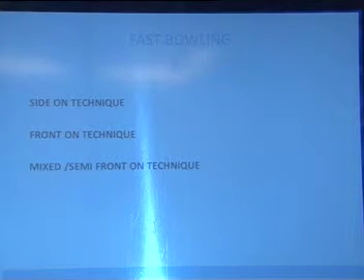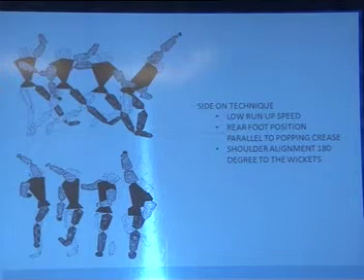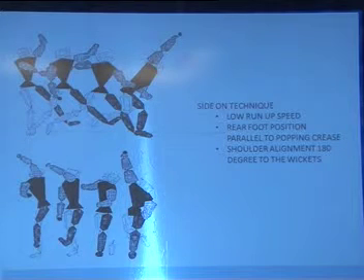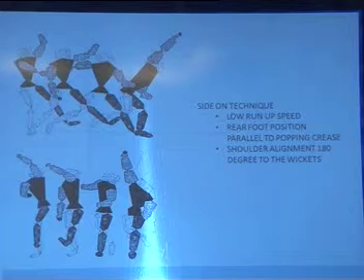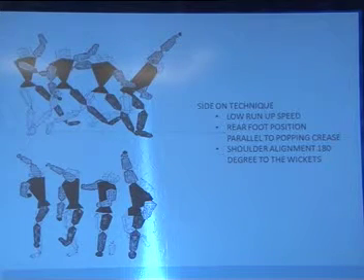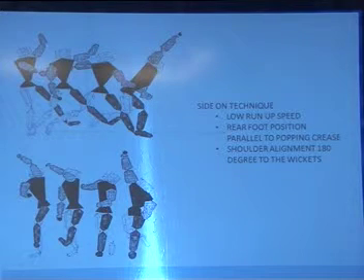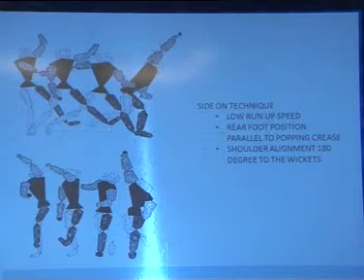I just want to tell you a little bit about fast bowling techniques, what the bowlers practice. Commonly, they practice three techniques: side-on technique, front-on technique, or mixed technique. The side-on technique is the one which is supposed to be legal, and they are allowed to practice it in the right way. Here, they come with a low run-up speed. But when they come to the crease, we see the foot is almost parallel to the popping crease. And the shoulder is in about 180 degree alignment to the wickets.